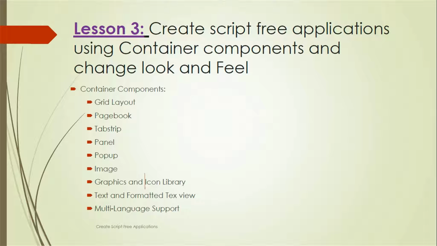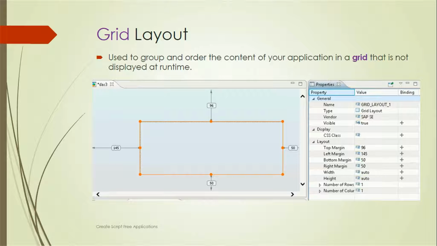So in this lesson 3 we will learn about the various container components and how we can change the look and feel of those container components. These are the container components which are available in Design Studio 1.6: grid layout, Pagebook, Tabstrip, panel, pop-up, image, graphics and icon library, text and formatted text view, and multi-language support. These are very important components because they will hold the analysis application altogether. So let's learn one by one how these can be useful.